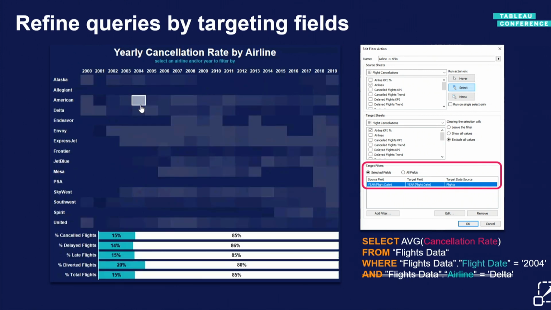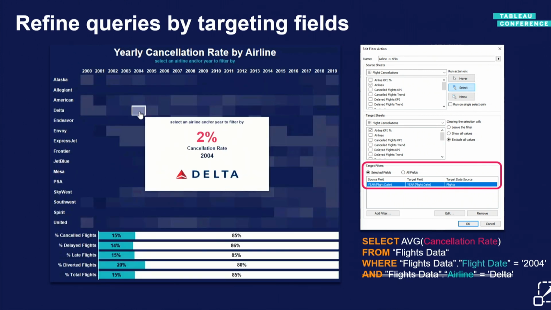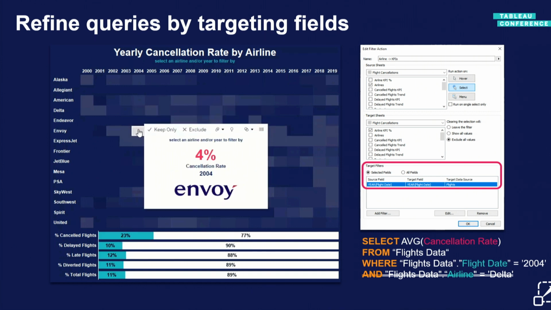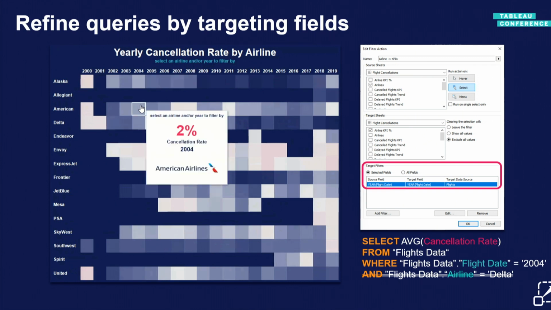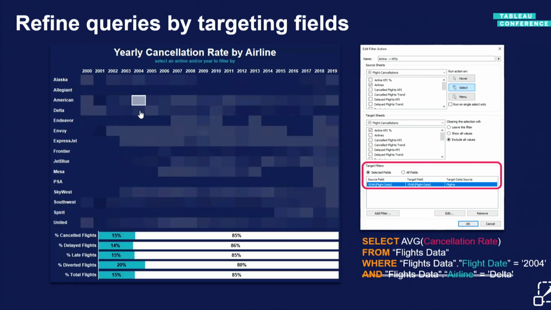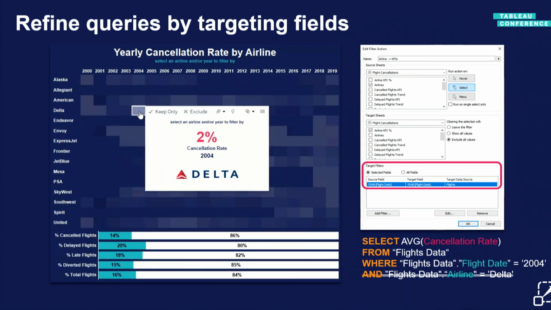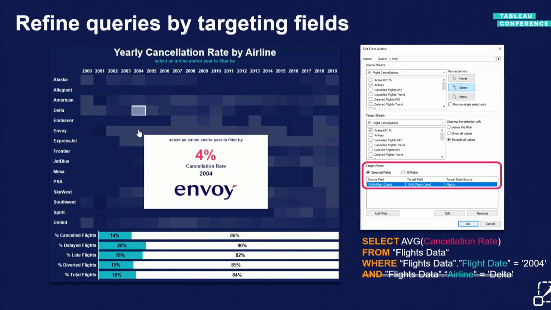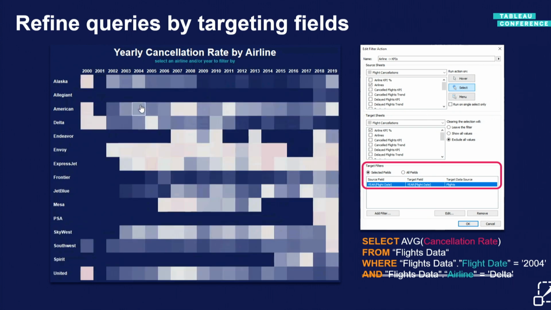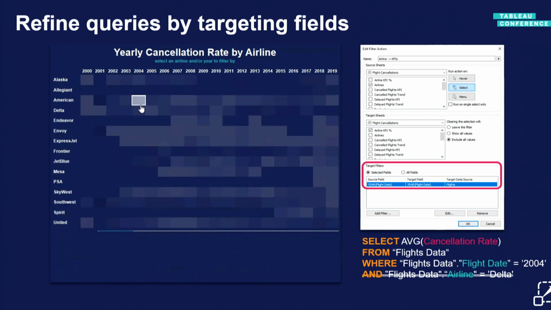Another pro tip is to be able to refine the queries that are being sent with your filter actions. Now, it's generally handy to be aware of what's happening under the hood when you're using Tableau, because then it offers up opportunities for you to optimize what's happening. One such opportunity is to be able to define specifically what fields you're filtering by when you set up actions.